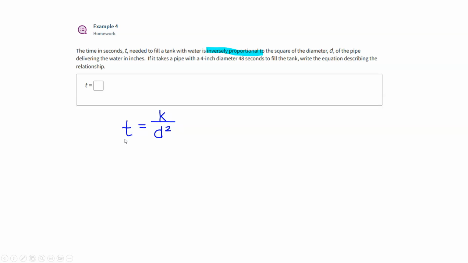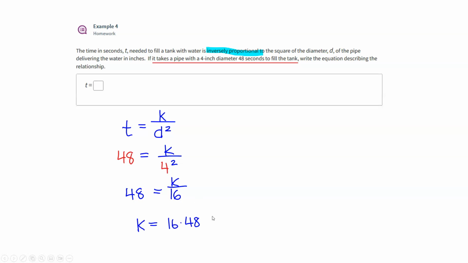Now to get the actual equation that describes the relationship, I've got to figure out what k is. And that's what this information here is going to help me figure out. The pipe has a 4-inch diameter. It takes 48 seconds to fill the tank. So when t is 48, d was 4. And so when you work that out, you get 48 equals k over 16. You'd multiply both sides by 16, and you would get 16 times 48 for k, which is the same thing as 768. So the formula you're going to have up here is t equals 768 divided by d squared. And that's the formula you would have for this.